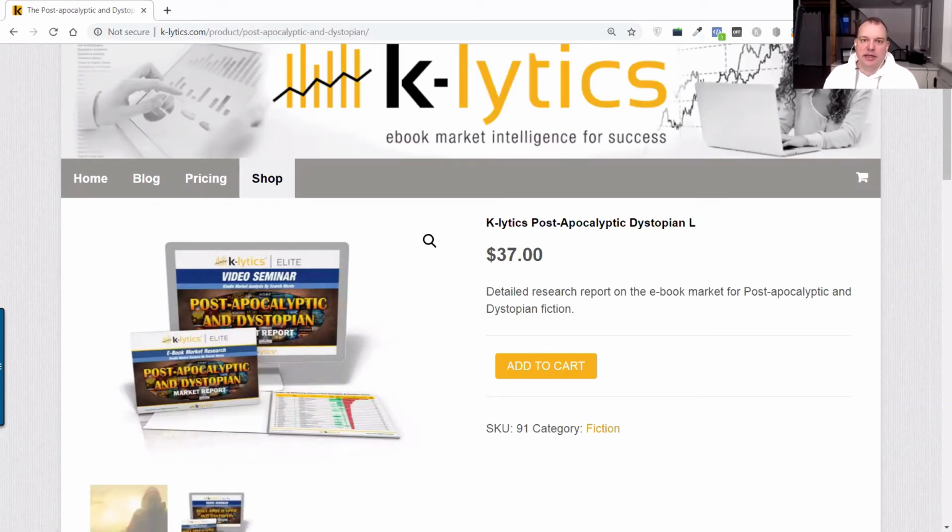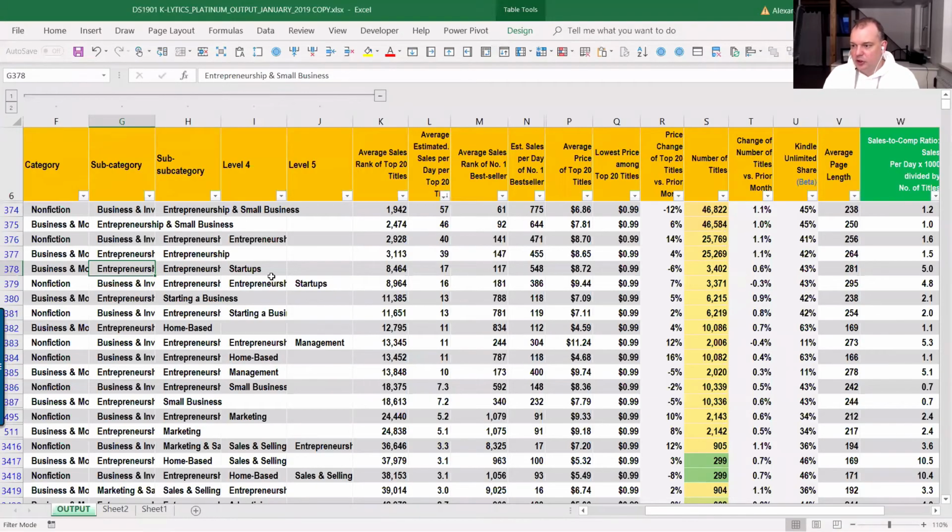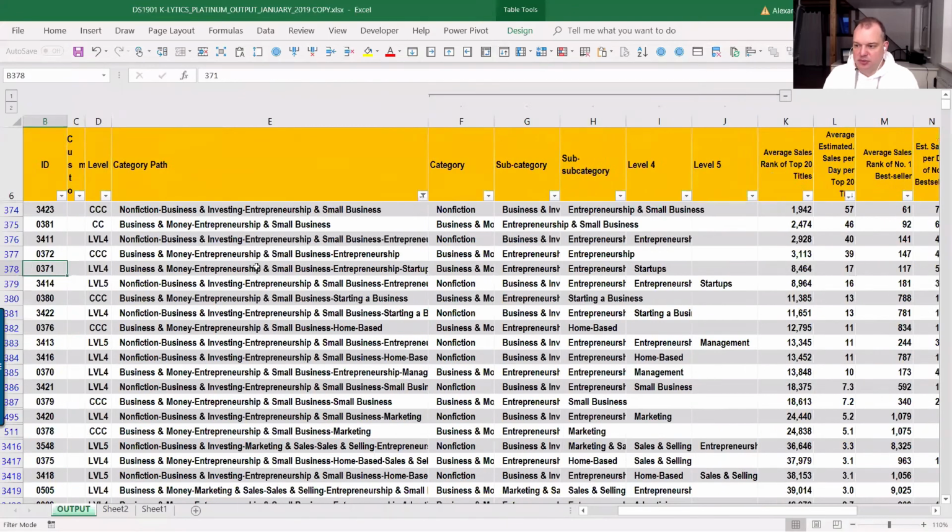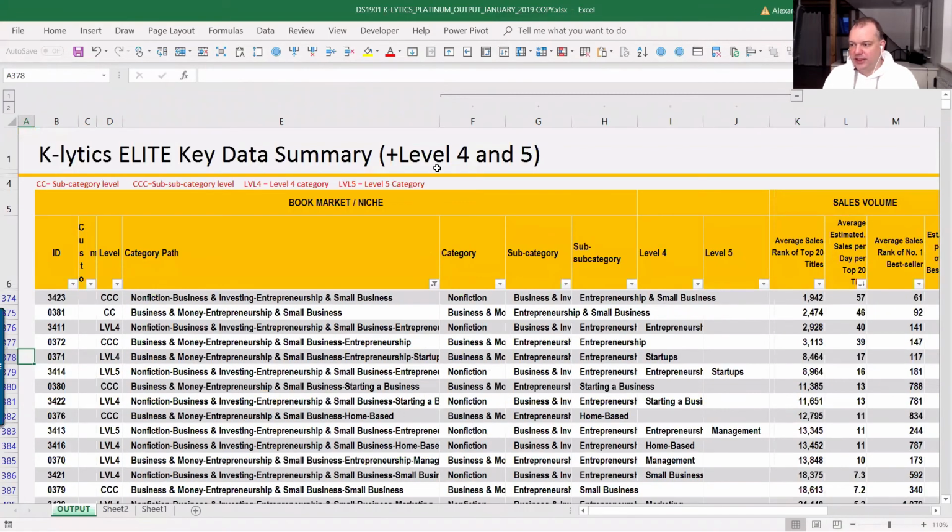The database ranges from, you know, it's basically a downloadable Excel sheet because we found people want to manipulate, save the data, etc. And that one comes in two levels.